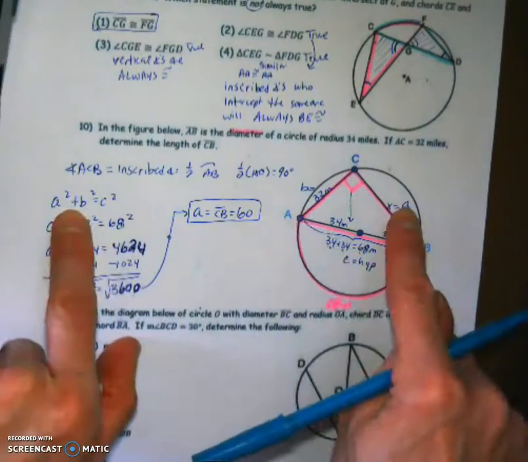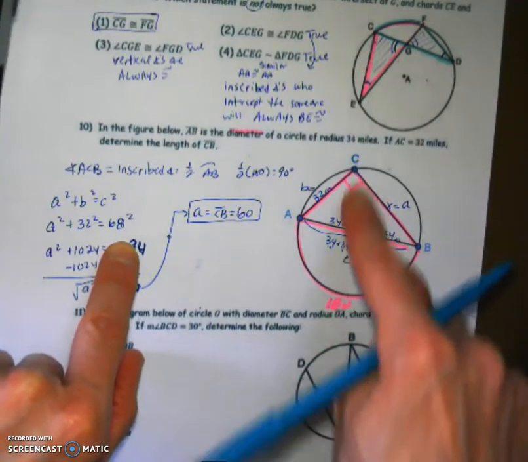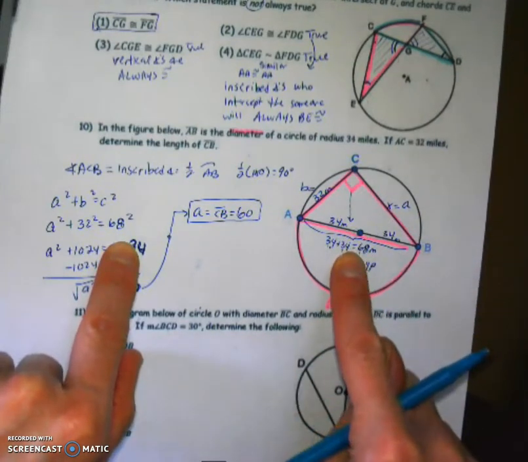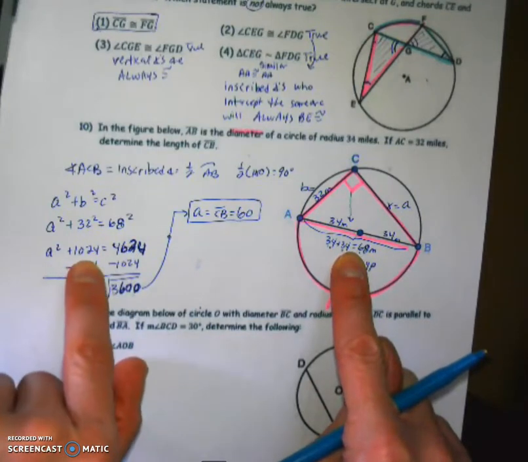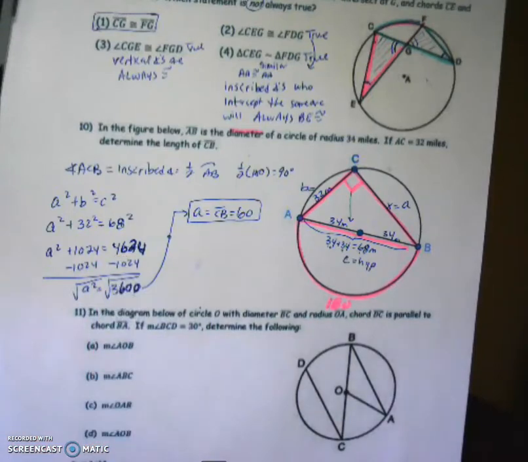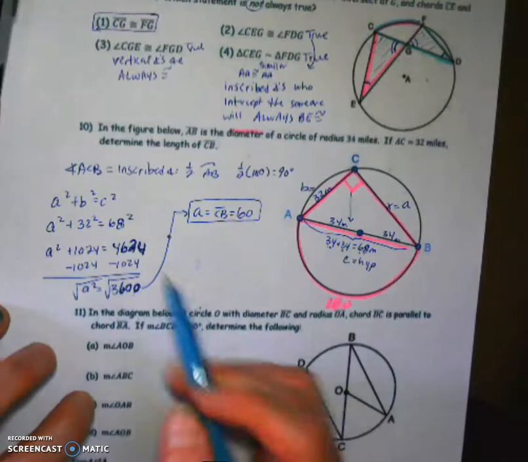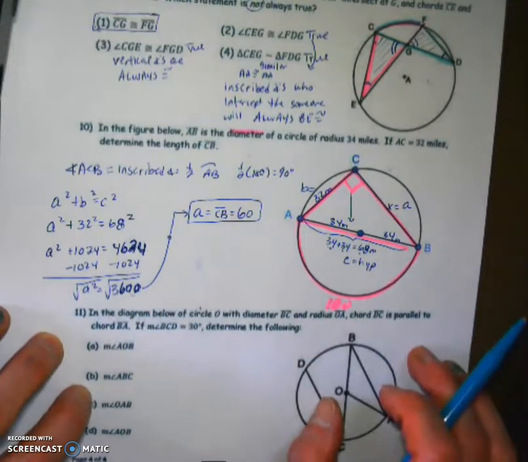So we did A squared plus 32 squared equals 68 squared. The side across from the right angle is always our C term, which is always the hypotenuse. So 68 squared. That's where we got A squared plus 1,024 equals 4,624. I apologize for that mistake. And when you subtract, you get 3,600. And when you do the square root, you end up with 60.